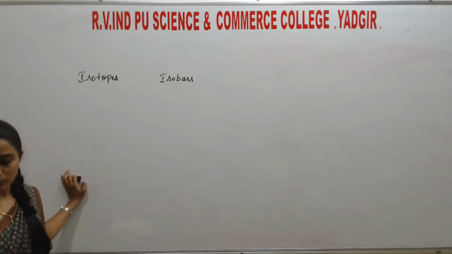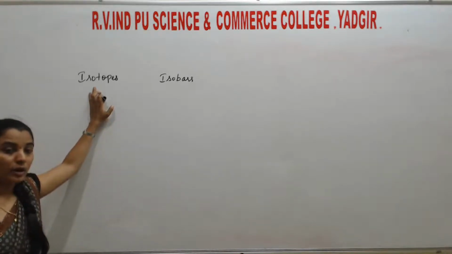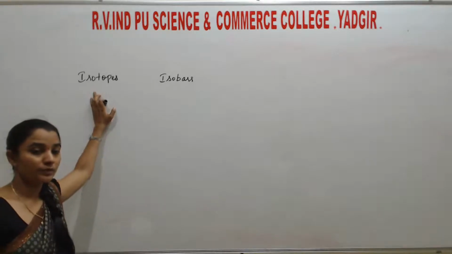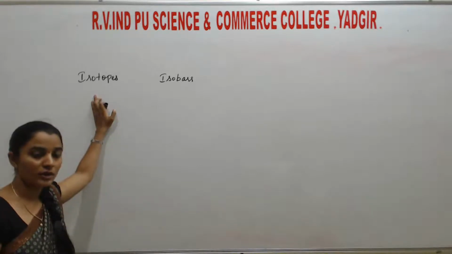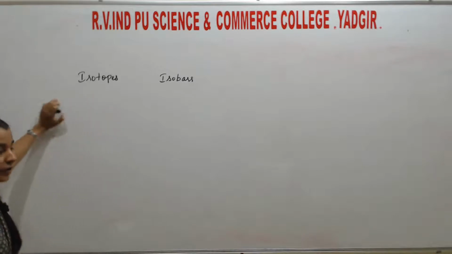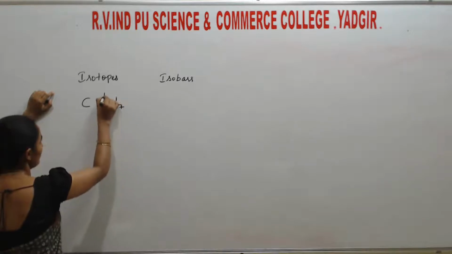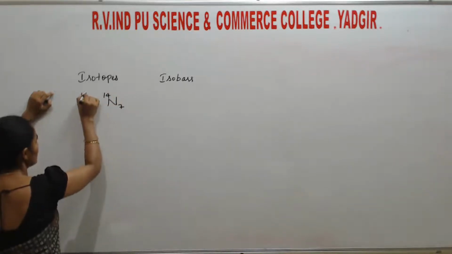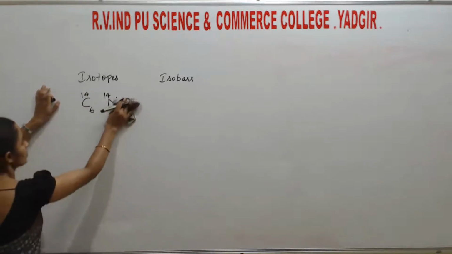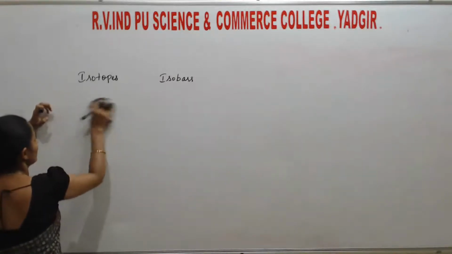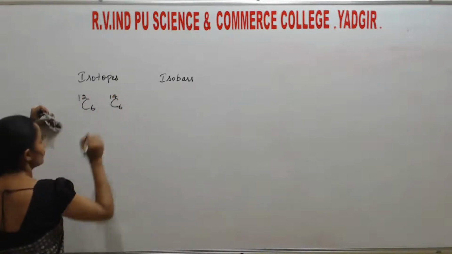So what is isotopes, students? You know, the atoms having the same atomic number but different mass number. The atoms having the same atomic number and different mass number are called as what? Isotopes. So an example for this is carbon, nitrogen, 7, 14 and carbon 6, 14. Similarly, isotopes means carbon 6, 12 and carbon 6, 14.